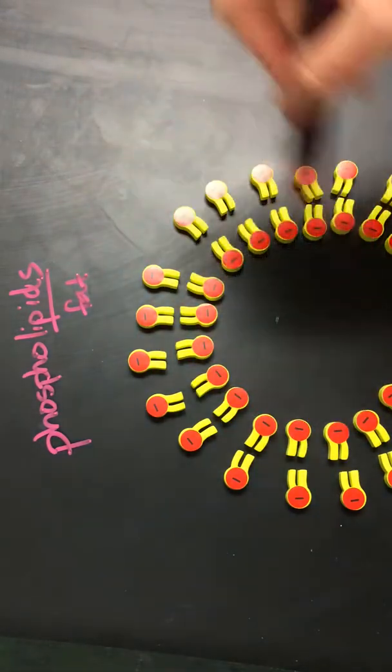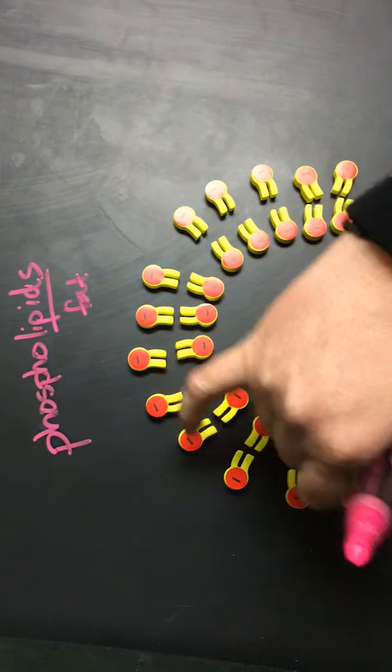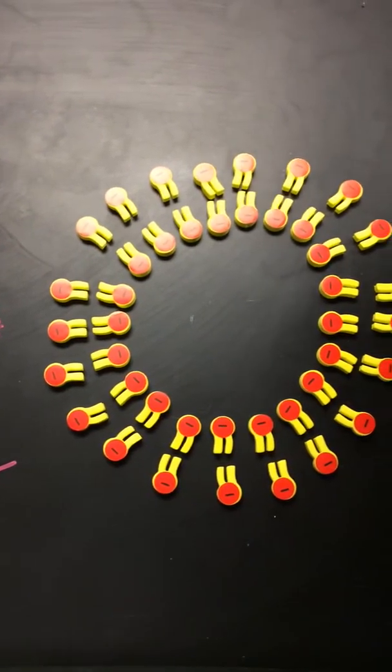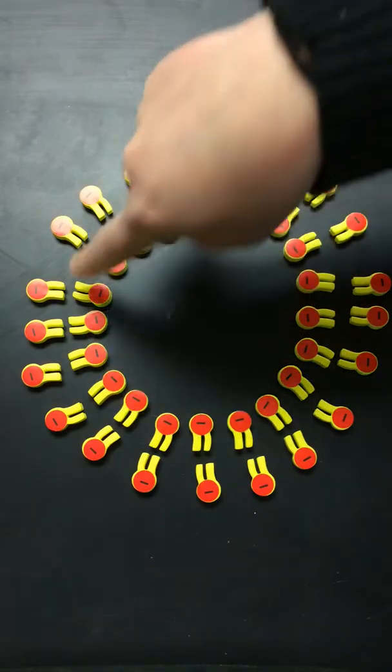Lipid means fat. It's one of your 3 macros that you have to eat, and you have to eat the fat to help you make things like your cell membrane. Phospho is for the phosphate head, which is the red part on each one of these. Okay, so what we're looking at is the phospholipid bilayer. It's called bilayer because there are 2 layers.